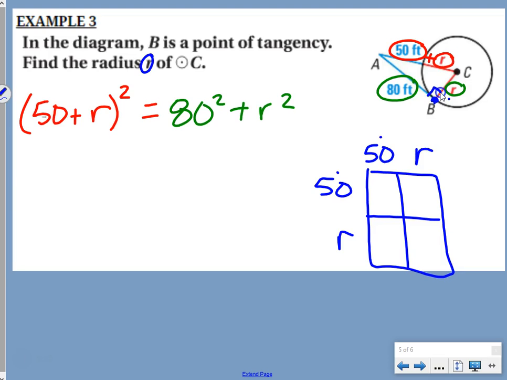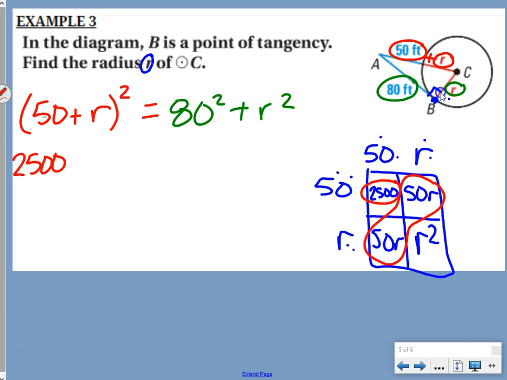50 times 50 is 2,500. 50 times R is 50R. 50 times R is 50R. And then R times R is R squared. Then we just want to make sure we're adding up R-like terms. So 2,500 is all by itself. There's no other just number, so we can put 2,500. Then we have 50R, which is alike to 50R. See that in that diagonal. So 50R plus 50R would be 100R. And then R squared is all by itself, so plus R squared.